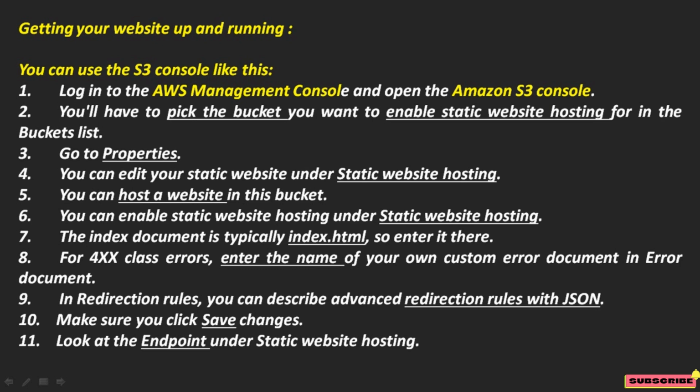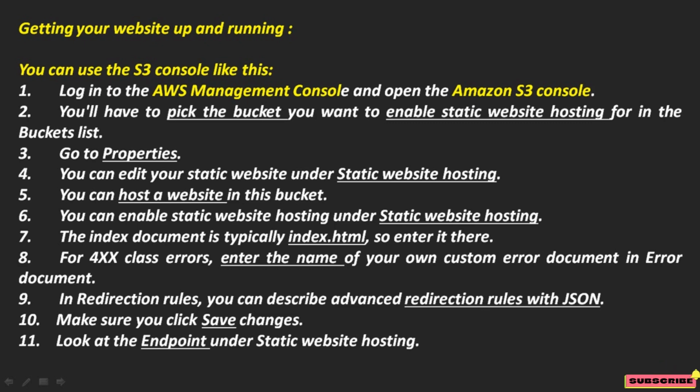You can use the S3 console like this. In order to host static websites, you just log into the AWS Management Console and open the Amazon S3 console. You will have to pick the bucket you want to enable static website hosting for in the bucket list. Go to the properties. You can edit your static website under static website hosting. You can host a website in this bucket, so enable the static website hosting.